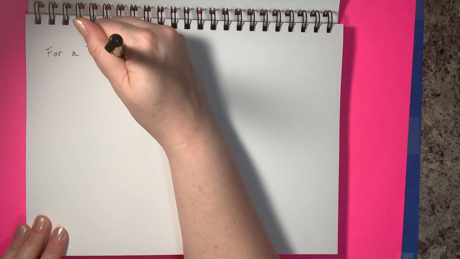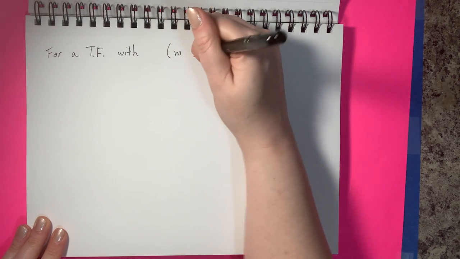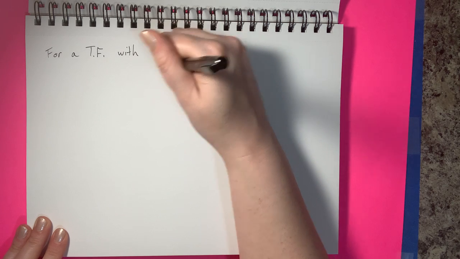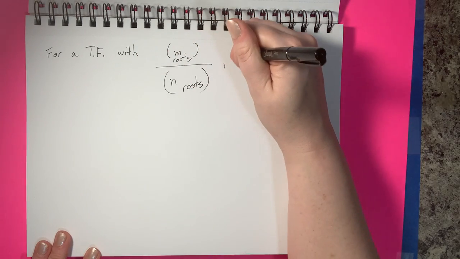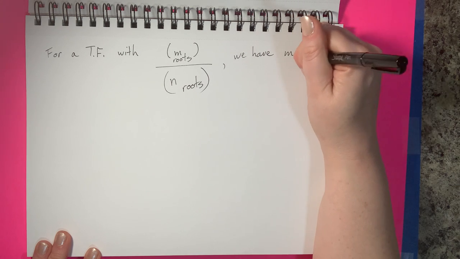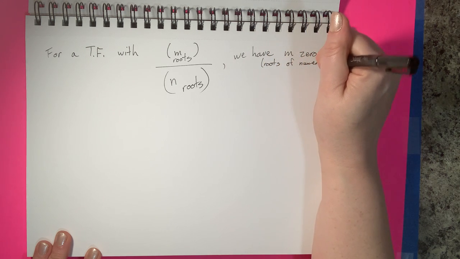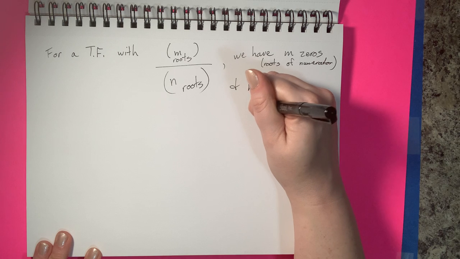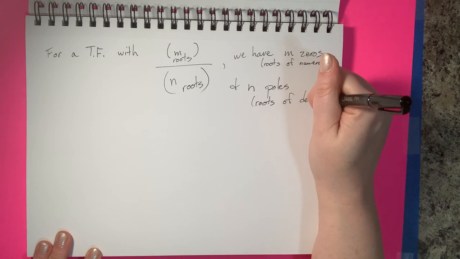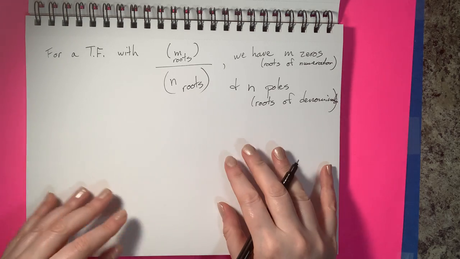All right, so for a transfer function with, let's say, m roots over n roots, we have m zeros, roots of the numerator, and n poles, and those are the roots of the denominator. Some of this I'm talking about is orientation, and you already may know this.